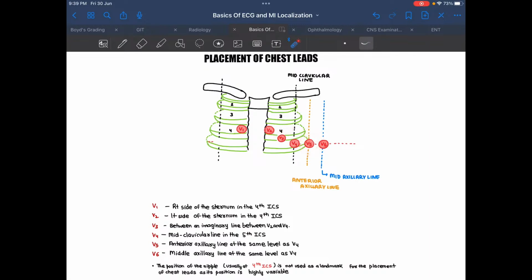What about V5 then? V5 is going to lie in the anterior axillary line in the fifth intercostal space again, and your V6, last wala, is your mid axillary line में again in the same plane, that is your fifth intercostal space. So let me just revise. V1, right side of the sternum, fourth intercostal space.